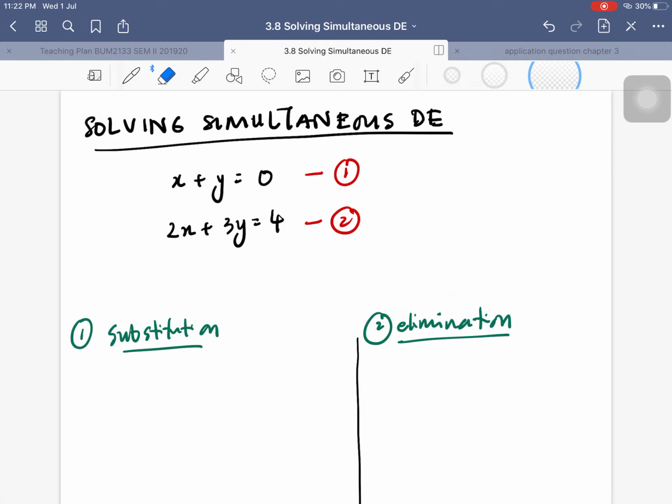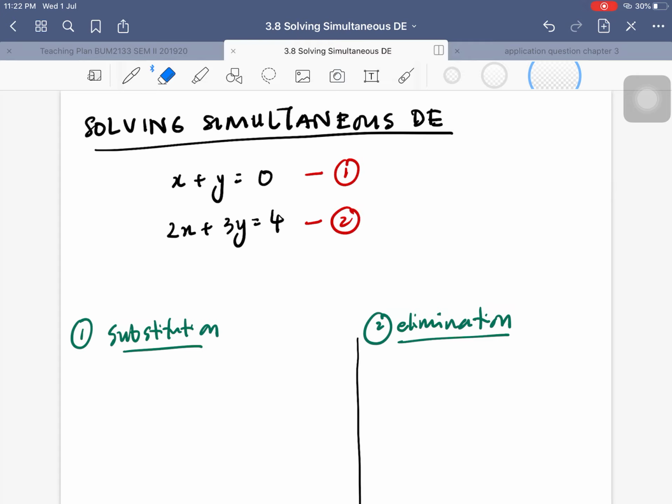Assalamualaikum and good day. In this video we're going to discuss the last subtopic for chapter 3, which is known as solving the simultaneous differential equation. I know that we still have 3.9, which is going to be the application problem, but for the application problem we're just going to revise all the methods that we have seen before. Therefore this is going to be the last new thing that you're going to come across in chapter 3, which is solving simultaneous differential equation.